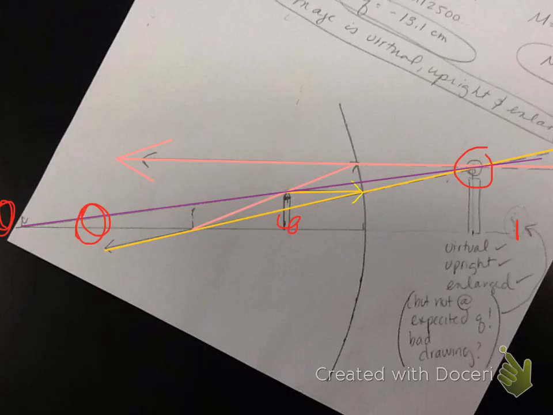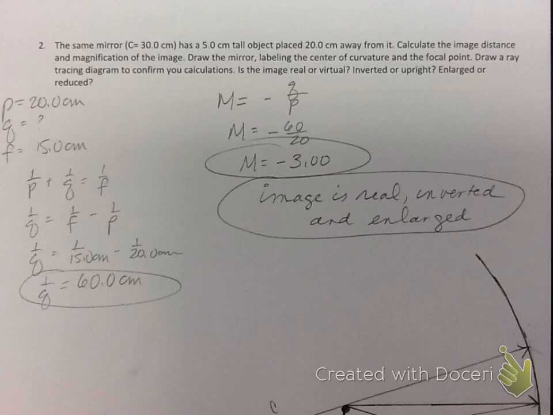Other questions on this one? Like I said, getting the lines to meet behind the mirror is the hardest part. Remembering that it's those reflection lines that have to run behind the mirror. Okay, next one. Same mirror. Center of curvature is still 30. We have a 5 centimeter tall object, and it's put 20 centimeters out from the mirror.